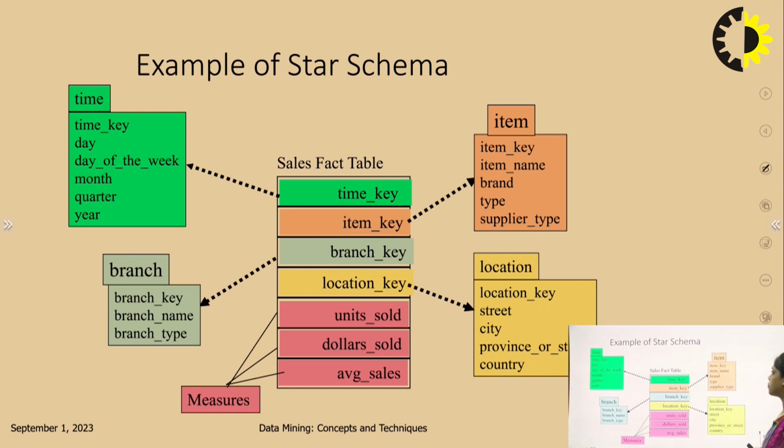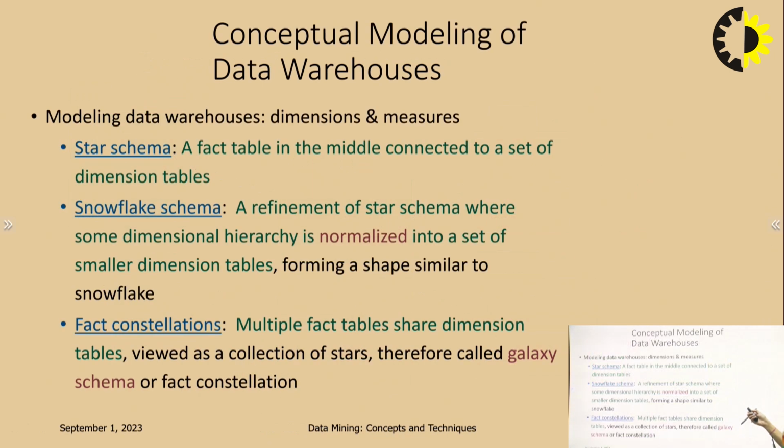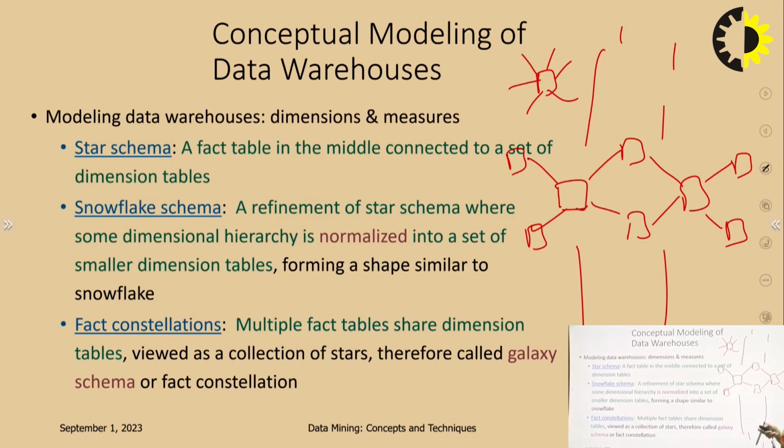So let's have an example. Here we have a star schema in which the sales fact table is there. These are certain keys: time key, item key, branch key, location, unit, dollar, and average. Time, branch, measures, location, item. All these tables are connected and it is a star kind of a thing. You can see it is a star kind of a thing, which I have already told you in the previous one. Here, star.